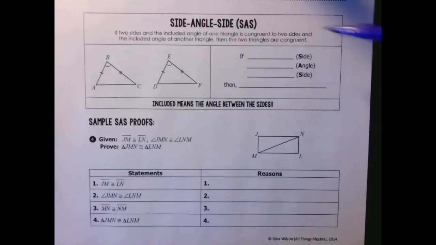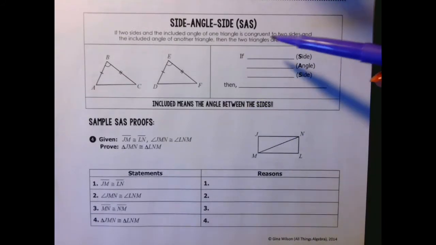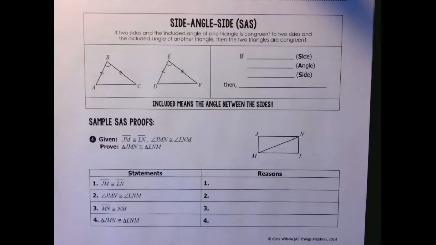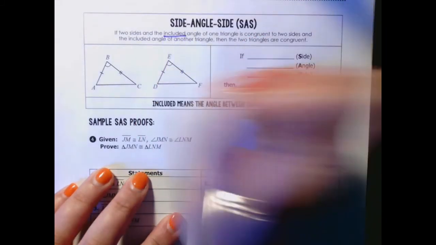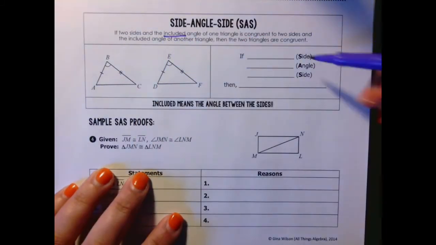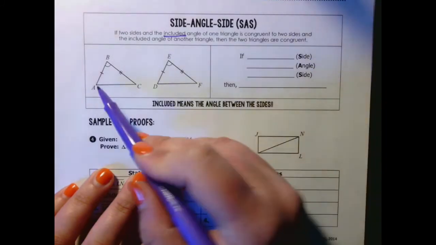So we're going to go ahead and skip ahead to SAS and go over example number 4 together. So side angle side, or SAS. If 2 sides and the included angle of one triangle are congruent to 2 sides and the included angle of another triangle, then the 2 triangles are congruent. So for this one, we need to have a side, angle, and side, and included angle means in between those 2 sides.